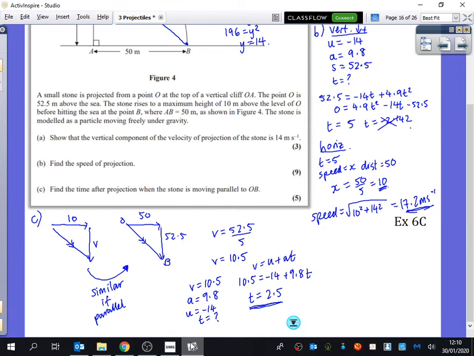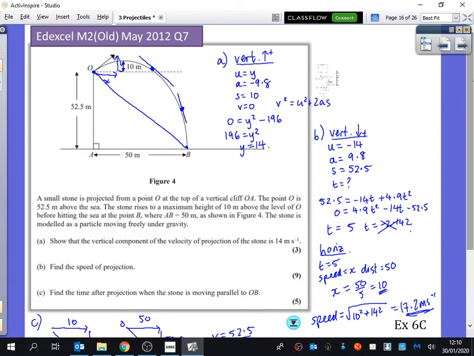So let's talk about this question, parts A and B. It's a classic kind of question that we've got here, where they've told us about the distance here, the distance here.